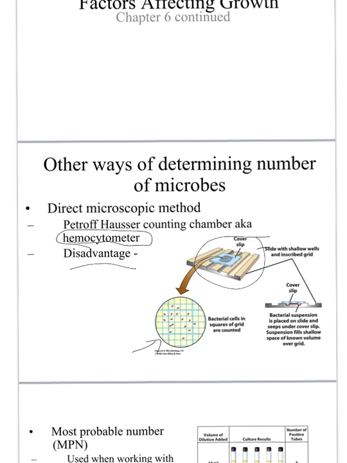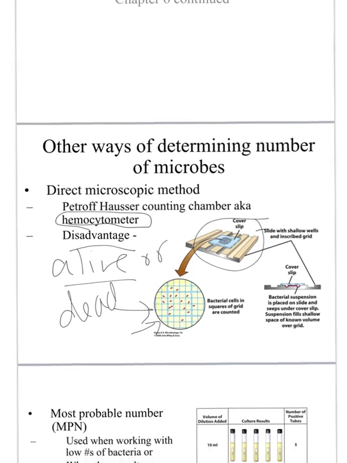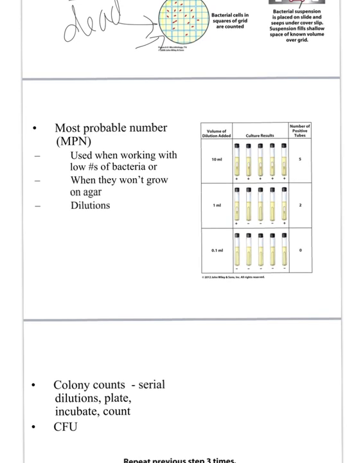The disadvantage is when you look at these, you can't determine whether they're alive or dead. So you might be counting dead cells too, and that's not really your goal. You want to try to figure out how many living cells you have. So you can't determine whether they're alive or dead from just looking at them. So, hemocytometer.